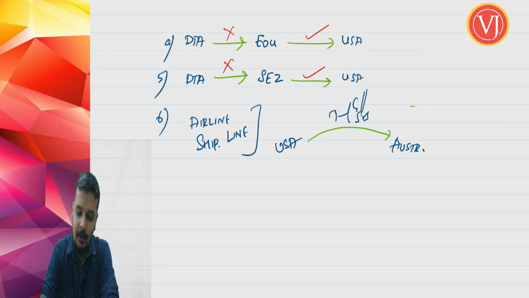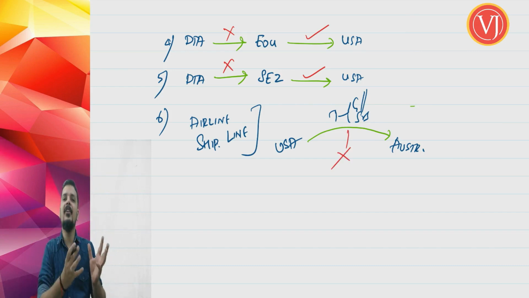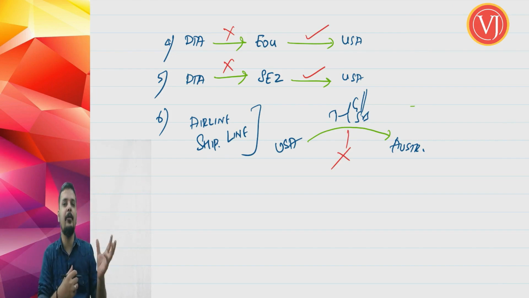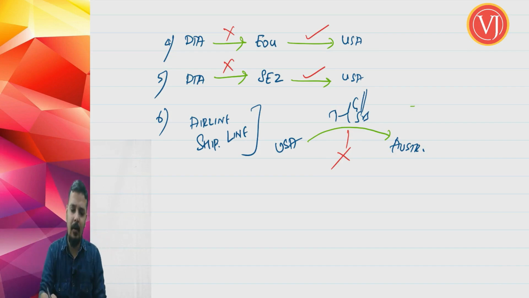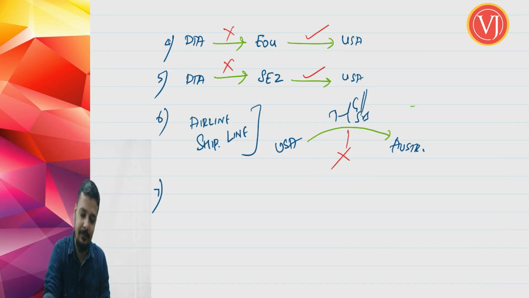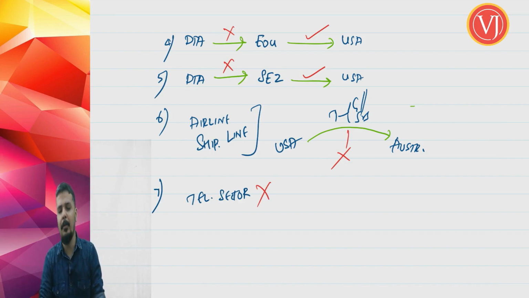Friends, this won't be counted because it has got nothing to do with export. So that Indian airline company or shipping line company is getting the transportation charges for transporting the goods or passengers from USA to Australia, and it is not touching India. It will not be counted. And when you talk about service and telecom sector, specifically the telecommunication sector getting foreign remittance, that would not be counted because it is not eligible.